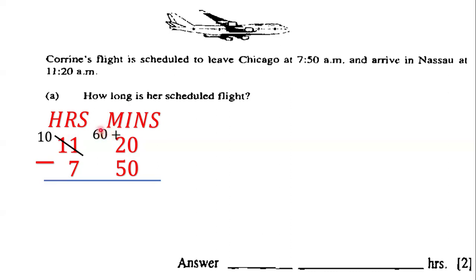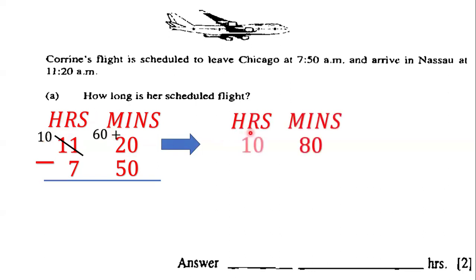And so on the hour side, we have 10 hours now. And on the minute side, we have 60 plus 20, and 60 plus 20 is 80. Next, we put the 7 and the 50 and perform the subtraction. We have 0 minus 0, which is 0. We have 8 minus 5, and 8 minus 5 is definitely 3.